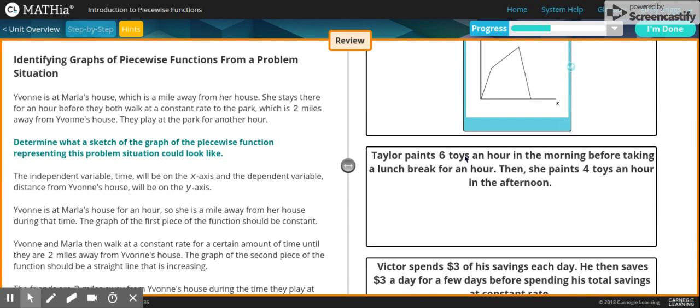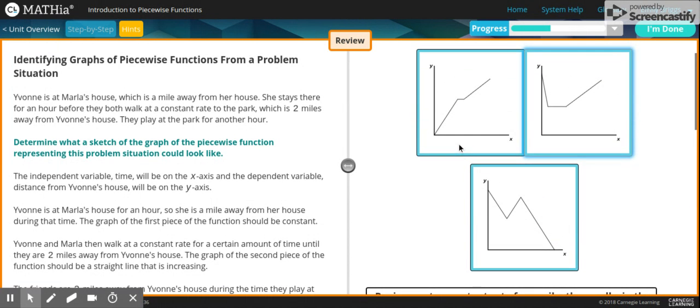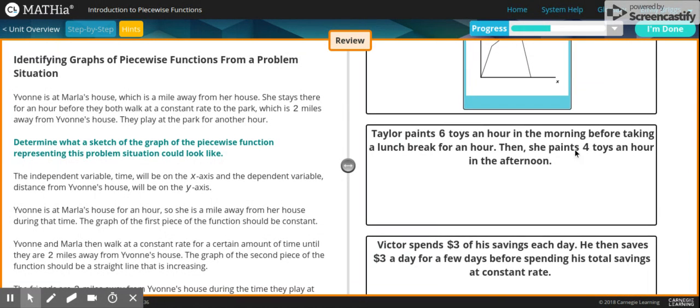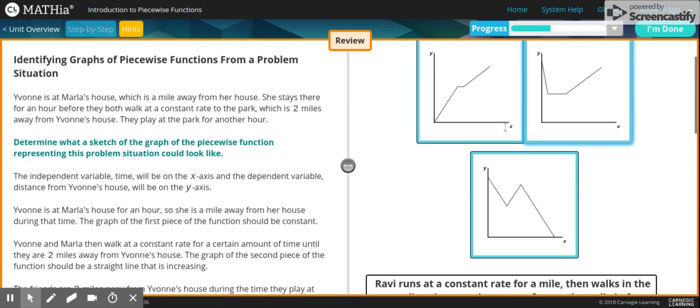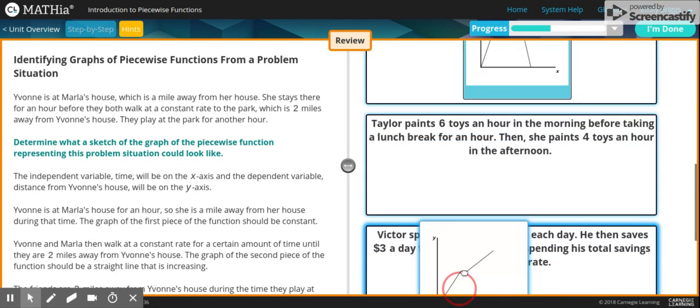Then Taylor paints 6 toys an hour in the morning before taking a lunch break for an hour. Then she paints 4 toys in the afternoon. So we know that it's going to have 3 parts, because she takes a lunch break. She paints 6 toys, which would be going up. Then she takes a break, which would be right here. And then she paints 4 toys. So I believe that this one is the correct answer.